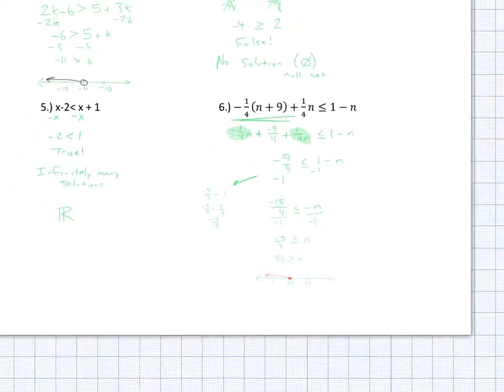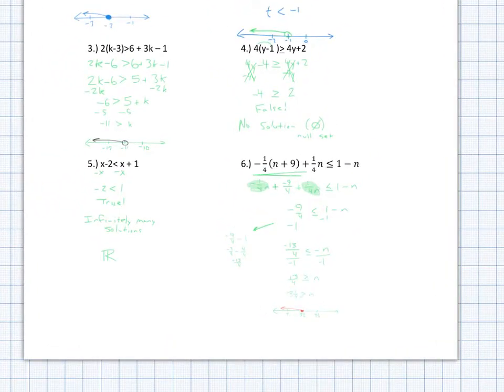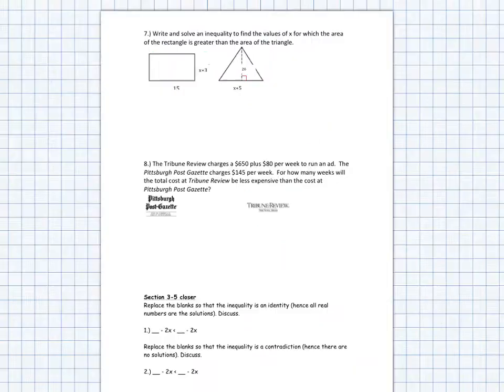Okay, notice I didn't graph numbers 4 or 5, because if there's no solution, there's nothing to graph. Graphing infinitely many would just be the number line itself, so it doesn't make sense to graph that one either. Let's take a look at what this looks like in a couple real life contexts.